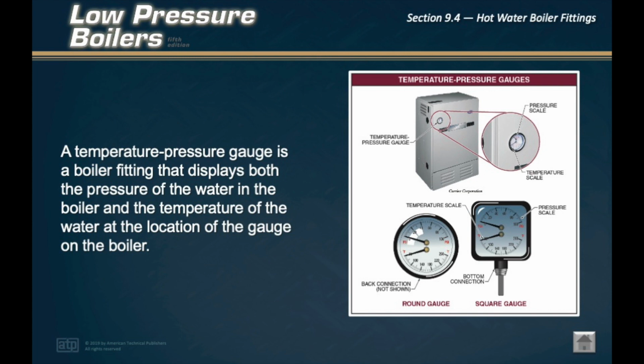A temperature pressure gauge is a boiler fitting that displays both the pressure of the water in the boiler and the temperature of the water at the location of the gauge. This is often installed on the front or top of the boiler for easy viewing. The top scale will read the pressure of the water inside the boiler. This will be read in pounds per square inch. The bottom scale indicates the water temperature inside the boiler.